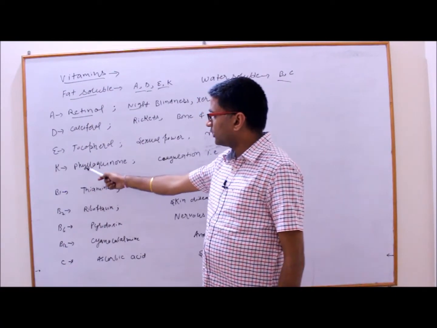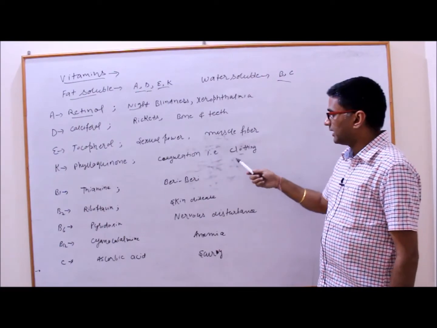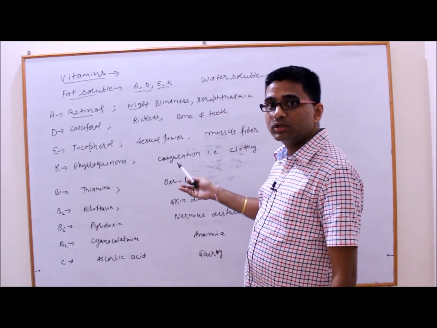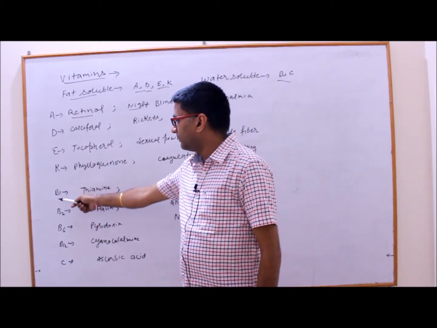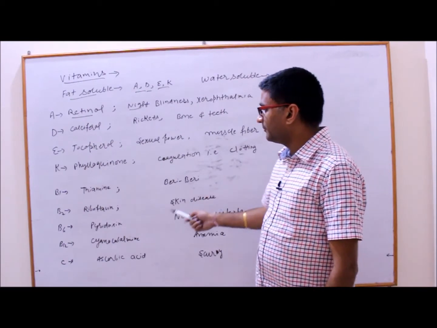Vitamin K, also known as phylloquinone. It is an important factor for coagulation, that is blood clotting. If it is deficient, a person may bleed more than a normal person. Vitamin B1, which is thiamine, causes a disease called beriberi.